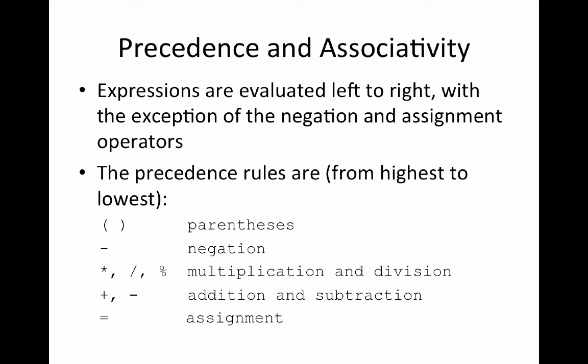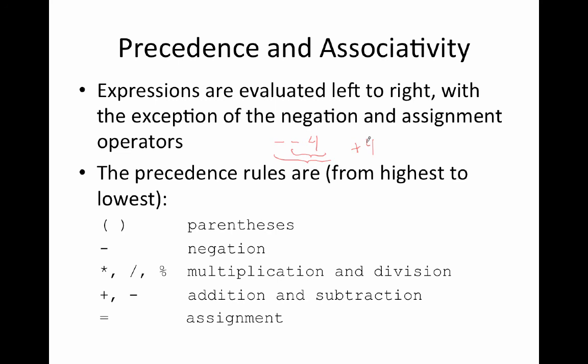Let's take a look at precedence and associativity. So in general, expressions are evaluated from left to right. That's the associativity, with the exception of the negation and assignment operators. So for example, if I said minus minus 4, the inner minus 4 is going to take place first. So this is the exception. Negation is evaluated from right to left. So first we do minus 4, and then we get minus of minus 4 to give us plus 4 as a result. So usually with other operators, they're evaluated from left to right, except for negation and assignment.